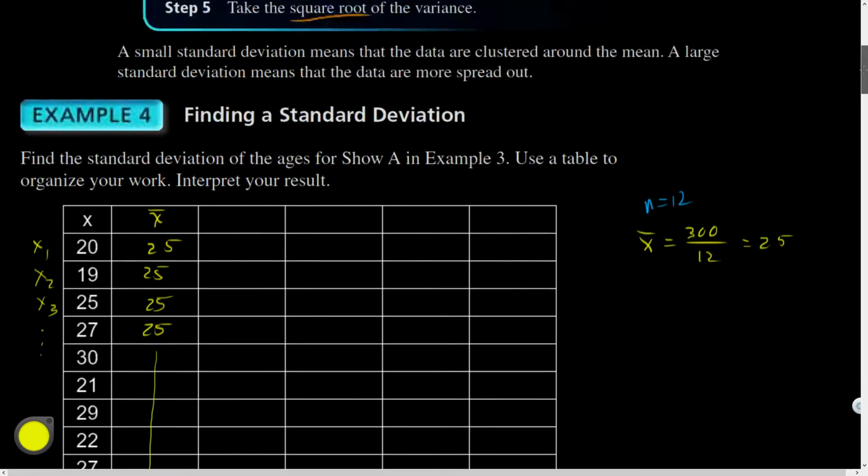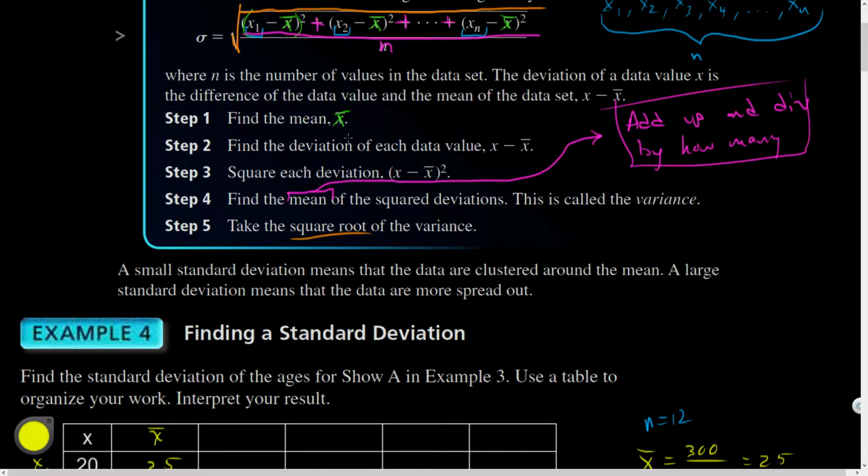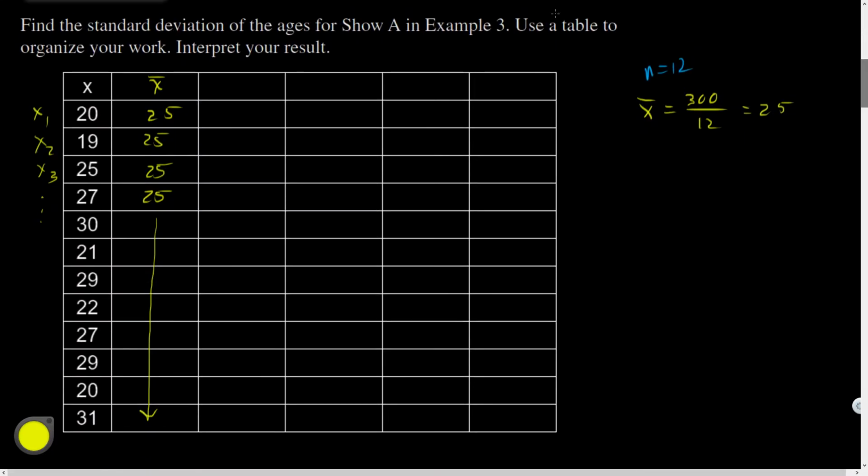All right, what's the next thing I've got to do? It says find the deviation of each data value. Take your data point and subtract the mean. So this column is going to be x minus x bar. So you guys ready for this? How do I calculate this first cell? What do you think I would write in here? I'm going to take 20 and subtract 25. Almost, -5.